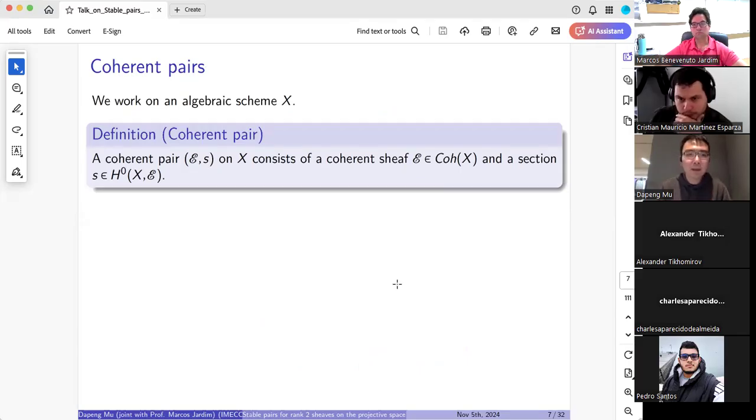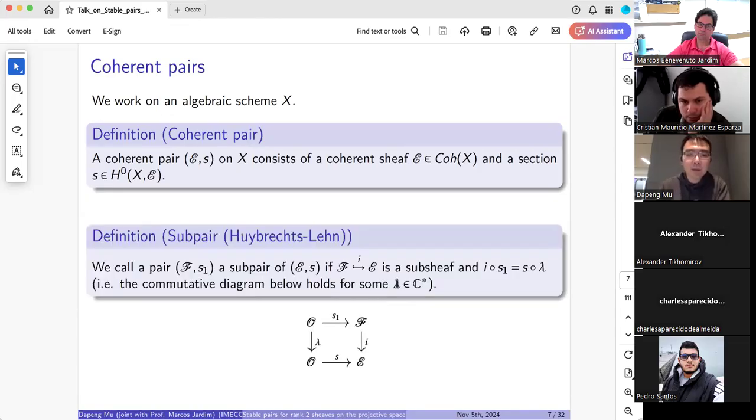Okay, so then let me briefly introduce these coherent pairs. For coherent pairs, I think we can work on some more general algebraic scheme, and I will call it X. So we say a coherent pair E, S, a pair on X, if it consists of a coherent sheaf E and a section S of the sheaf. And then we can talk about the subpair.